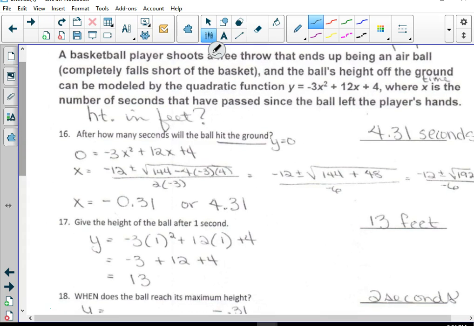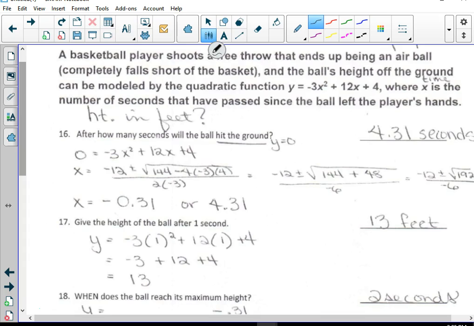To find when it will hit the ground, you need the intercepts. You need the solutions. You need to find where it hits 0. Now, it's not going to hit 0 behind you before you shot it. It's just going to hit 0 after you shoot the ball, or throw the ball, or hit the ball, whatever. So, you need to find when it hits 0.